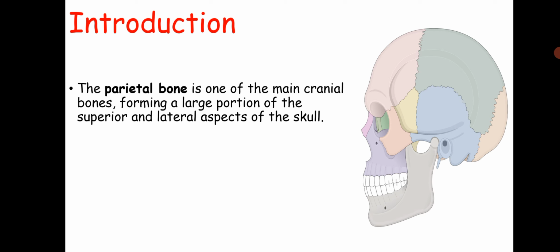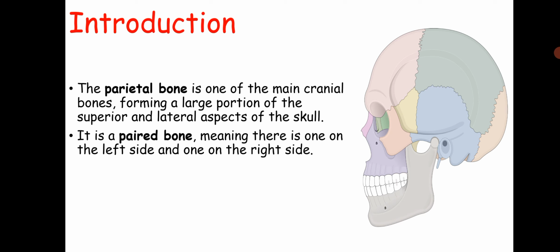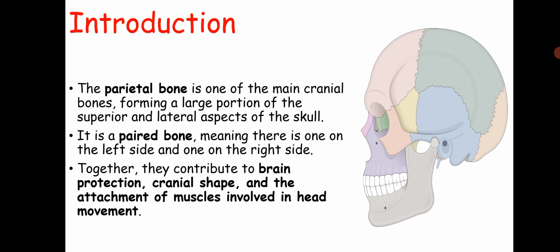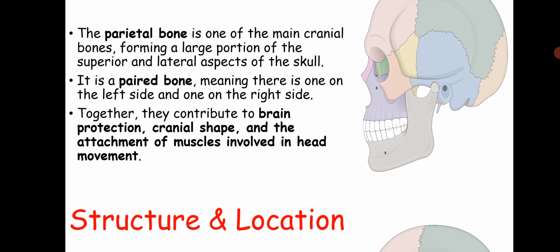Parietal bone is one of the main cranial bones forming a large portion of superior and lateral aspect of skull. It is a paired bone, meaning there is one on the left side and one on the right side. Together they contribute to brain function, cranial shape and attachment of muscles involved in head movements.